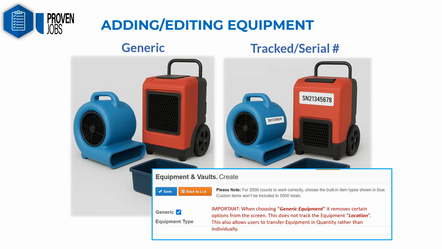Individually tracked equipment provides a more detailed equipment history and is appropriate when the company wants that item level accountability. For example, I need to know where that air mover was at Miss Jones' house, and I need to see that accountability on each piece of equipment.